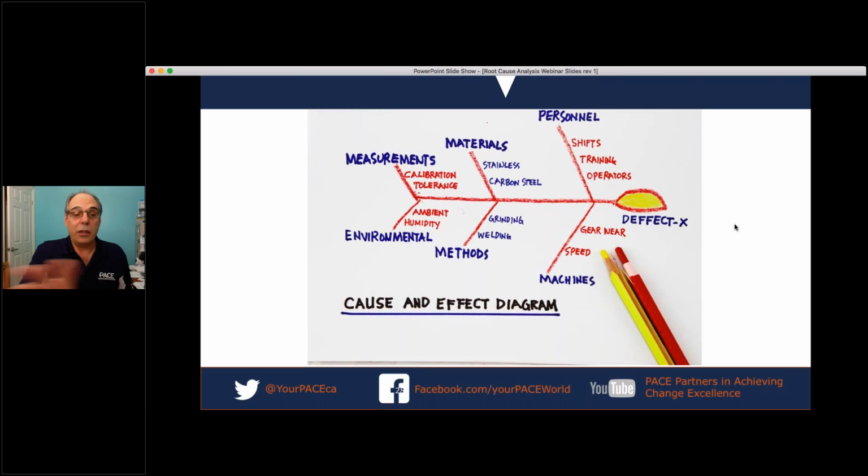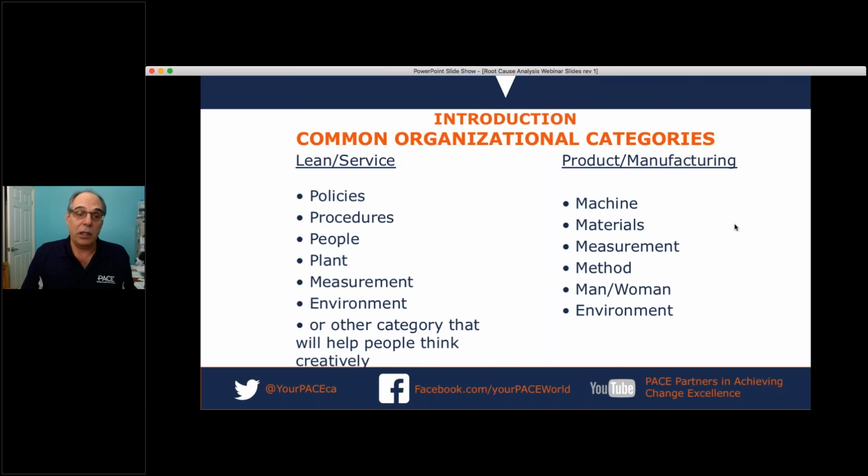All right, so that is how you start your fishbone. Take your main categories, pick the ones you want. Could be either the lean service side, like policies. It could be a mix of both. It's whatever you feel works best for the situation you're in and for the problem you're trying to solve. But you should have, at minimum, 4 or 5 of these.